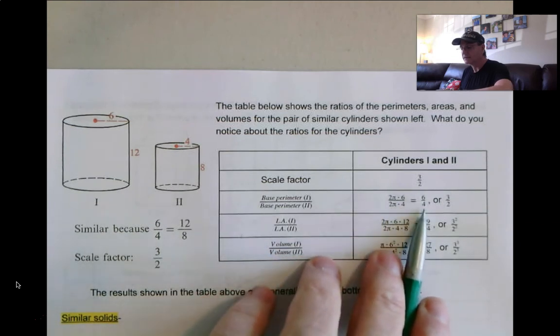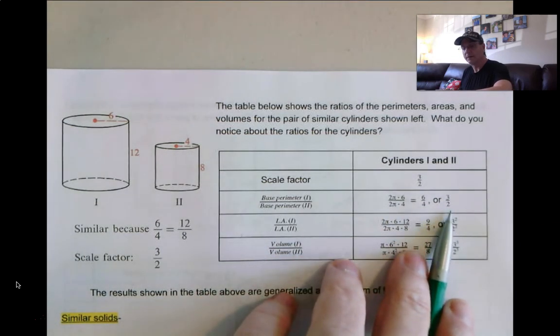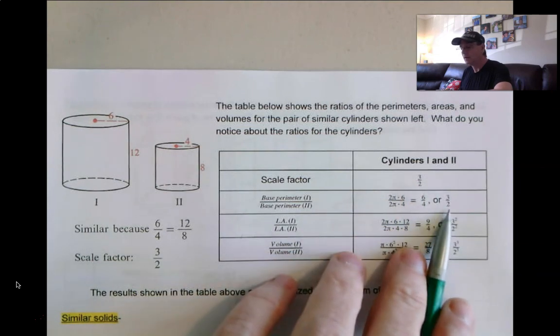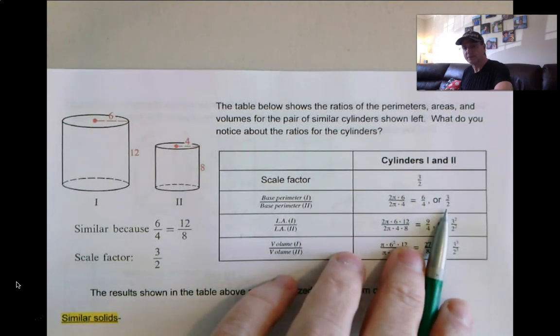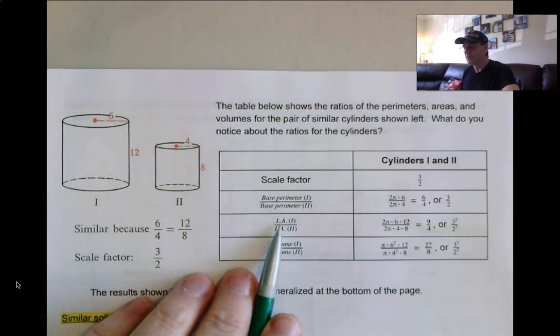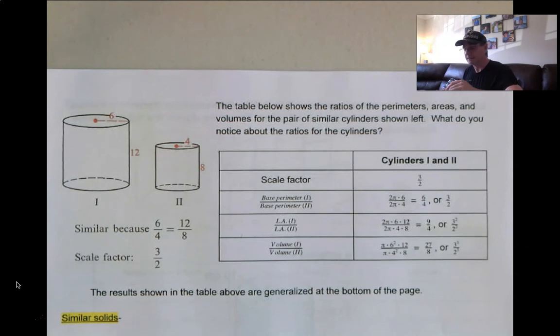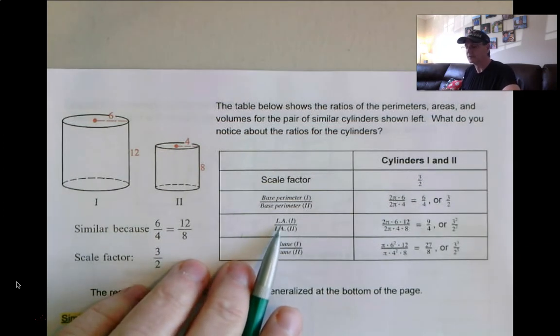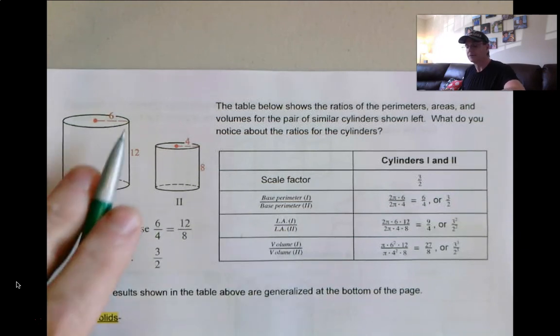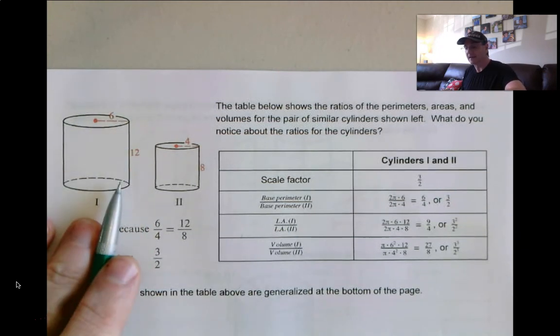These reduce down to 6 to 4, or 3 to 2. So the similarity ratio is 3 to 2. The ratio of the perimeters is 3 to 2. Okay, lateral area. We'll get into what lateral area is in a little bit, but for now, let me just tell you. Lateral area of figure 1 is circumference times the height.